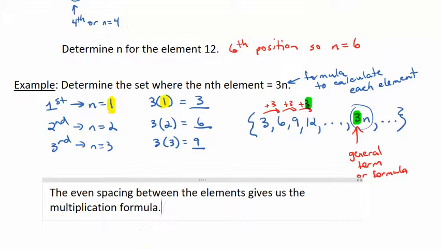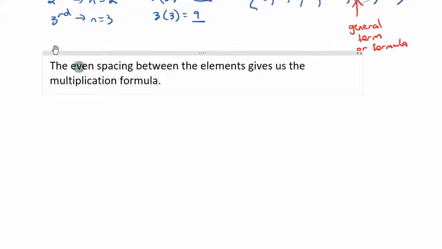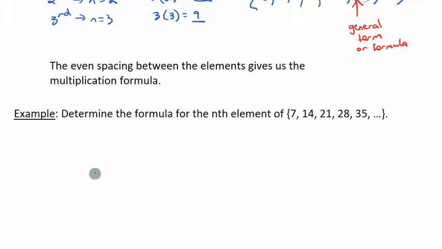Okay? Let's do an example that's a bit harder. Now I'm giving you the set, and I want you to tell me a formula for the nth element. And so what we notice here is we need to observe the spacing. The spacing is +7 each time, etc. So that means I'm going to be looking at something like 7 times n as my formula for my nth element. So what we're going to do is see if that is the formula.